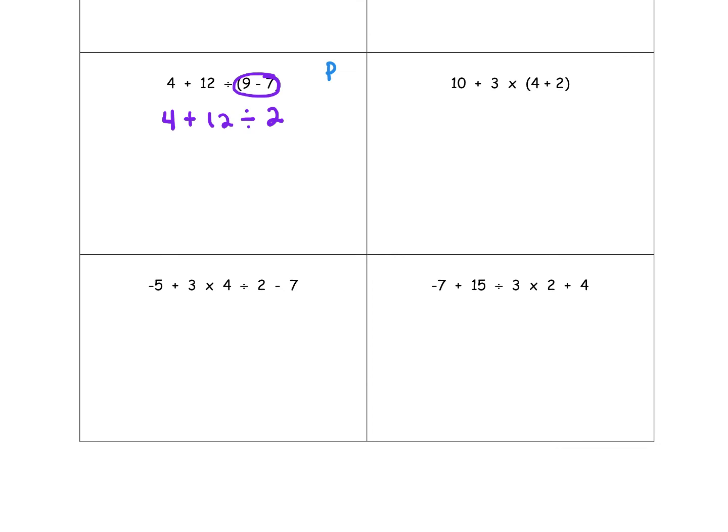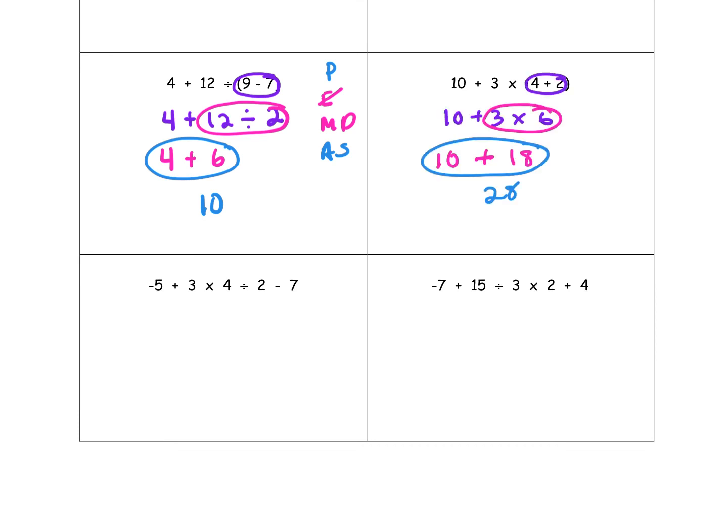Next, I'm going to do exponents, which we don't have any, and then multiplication and division. And so we have division right here. We're not going to use the 4 or the plus. 12 divided by 2 would be 6. And finally, we have addition and subtraction, in this case, addition, and the answer would be 10. Go on to the next one on your own. And that answer is 28.